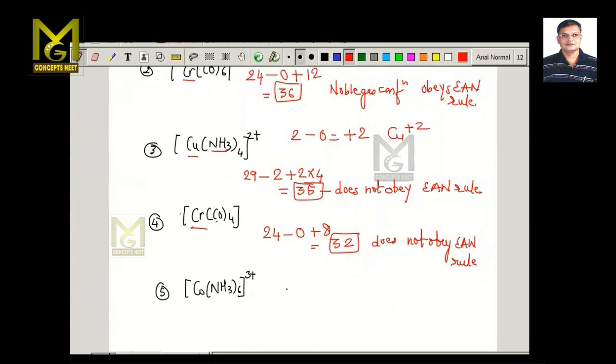If you look at this one, the atomic number is 27 minus the oxidation state. In this case, the oxidation state is 3, plus monodentate ligands, so 2 into 6 is 12. So 27 minus 3 is 24, and 24 plus 12 is 36. So we say that it obeys.